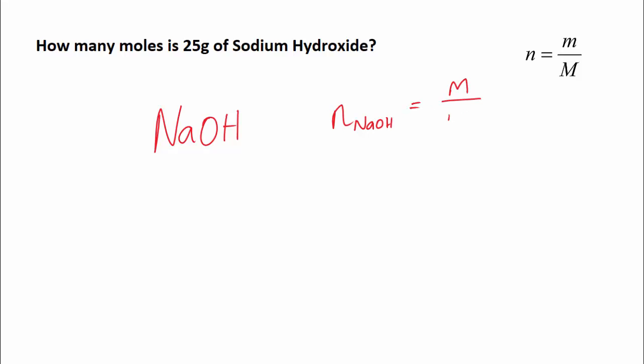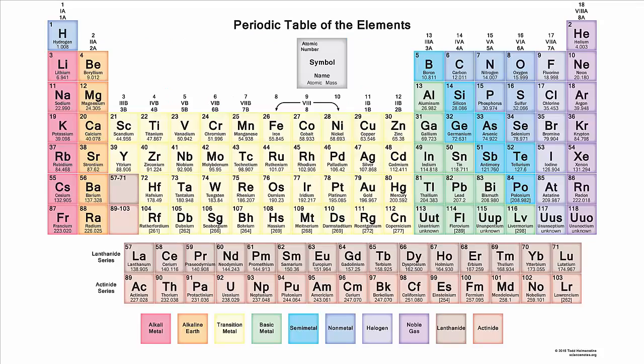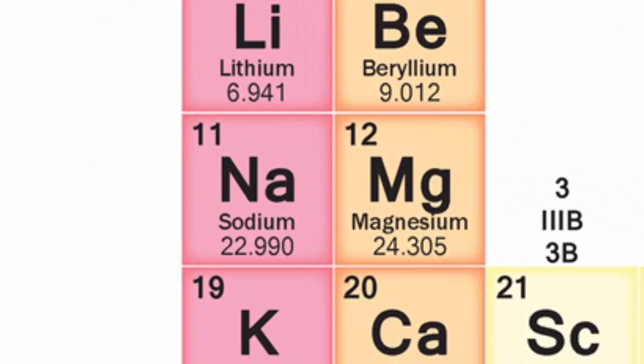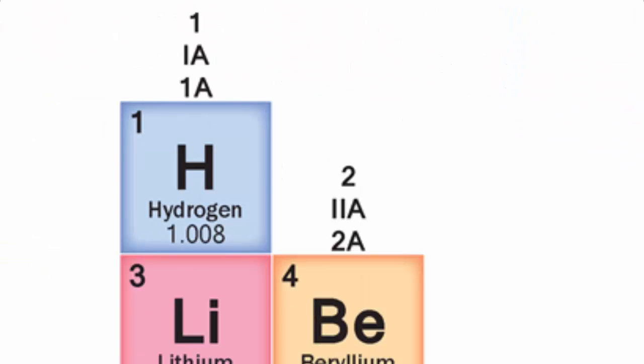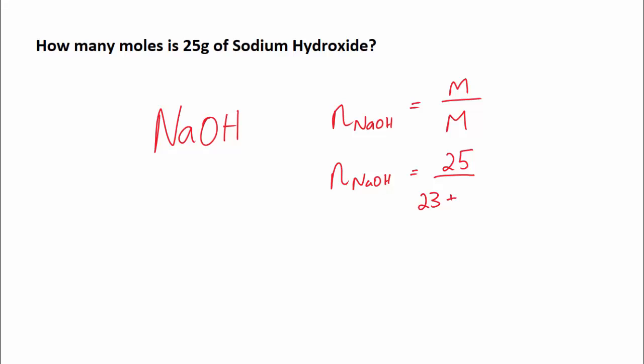Don't forget to use a subscript of the formula for the chemical in your math equation. So the mass we have is 25 grams and we divide this by the molar mass. Again, molar mass is adding up all of the masses of each of the elements, sodium, oxygen and hydrogen. So that's 23, 16 and 1. And we end up with moles of 0.625. So 25 grams of sodium hydroxide is 0.625 moles.